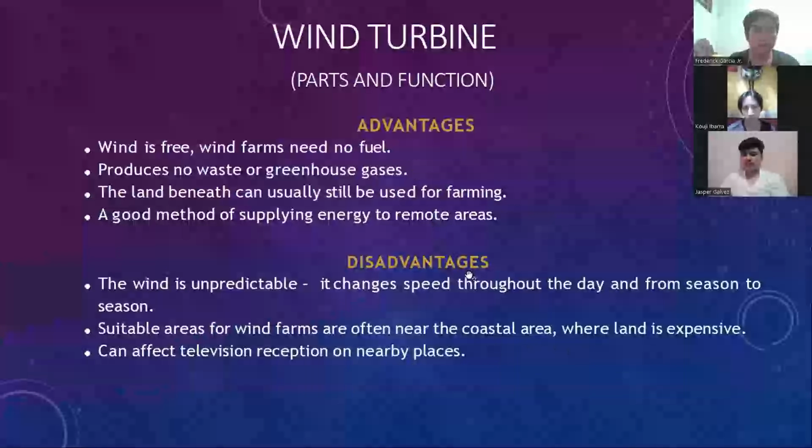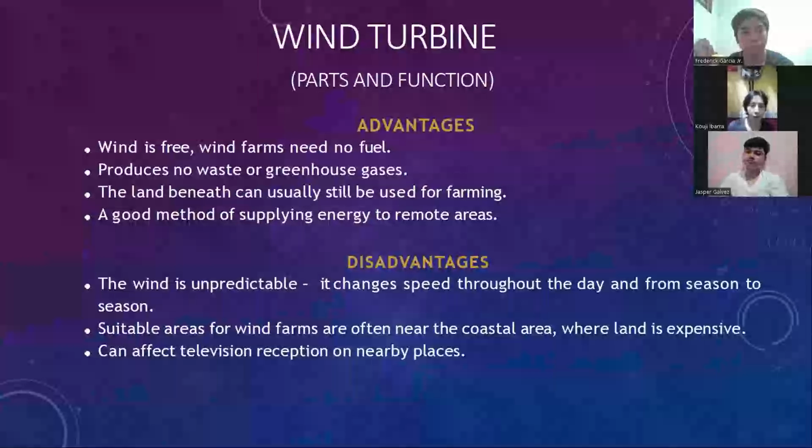Now we have the advantages and disadvantages of the wind turbine. Could one of you please read the advantages? So the advantages of wind turbine. So wind is free. Wind farms need no fuel. The second one produces no waste or greenhouse gases. The third one is the land beneath can usually still be used for farming. And the last one is a good method of supplying energy to remote areas.